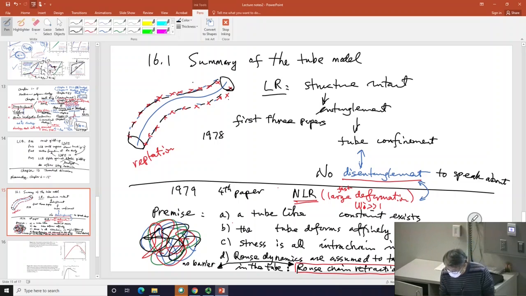I will probably be more careful talking about this when we say more about the finite extensibility issue. This Rouse retraction will occur; it meets no barrier. And there's a question of whether that's consistent with observations.